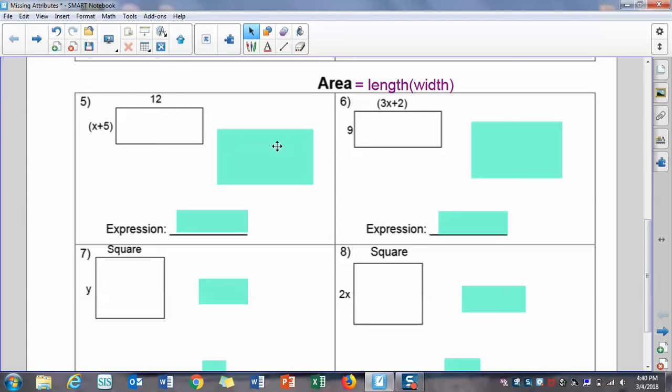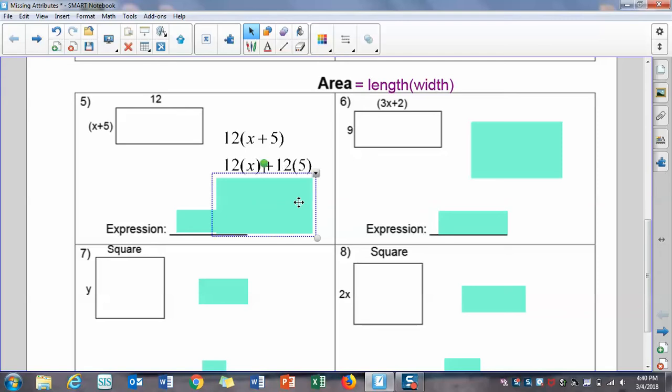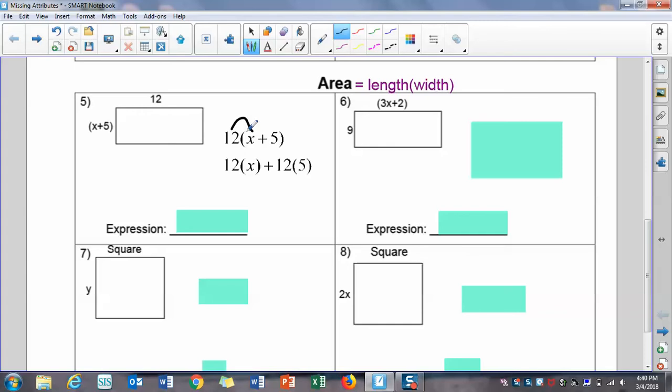Let's be careful on how we write it. So that would be 12 times the quantity x plus 5, keeping that expression in parentheses so that way we know to distribute. So we're going to do 12x plus 12 times 5. So we're going to apply the distributive property here so that way we can make sure that we're doing it correctly. So 12 times x and 12 times 5.